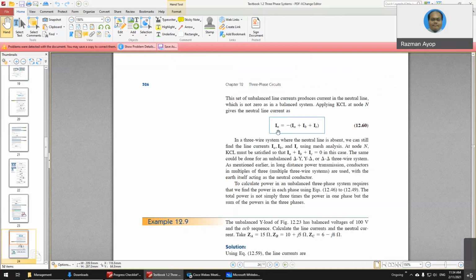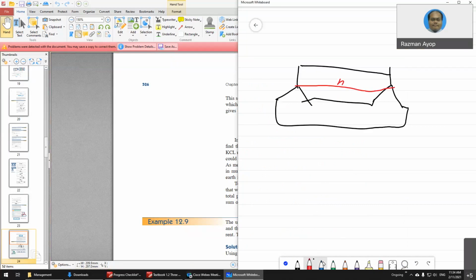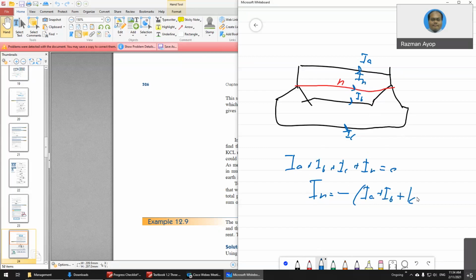And here is the Kirchhoff law for this. If you look here, this one is IA, this one is IB, this one is IC. The neutral wire, this is IN. So IA plus IB plus IC plus IN is equal to 0. Kirchhoff's Current Law. So basically IN is equal to negative (IA plus IB plus IC).